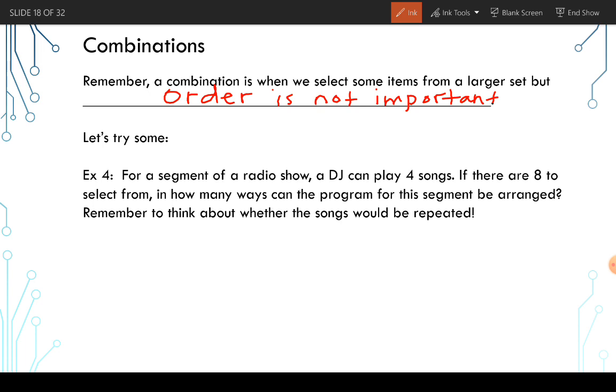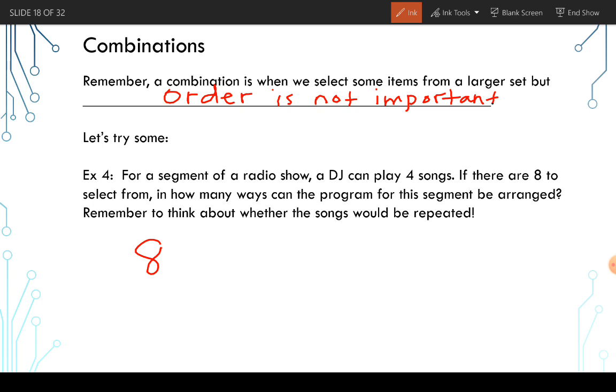Let's try some. Example 4. For a segment of a radio show, a DJ can play 4 songs. If there are 8 to select from, in how many ways can the program for this segment be arranged? Remember to think about whether the songs would be repeated. All right, so we have 8 songs to start with.